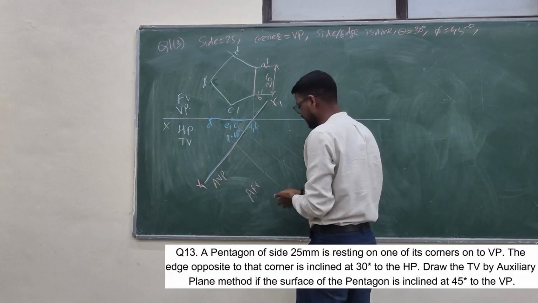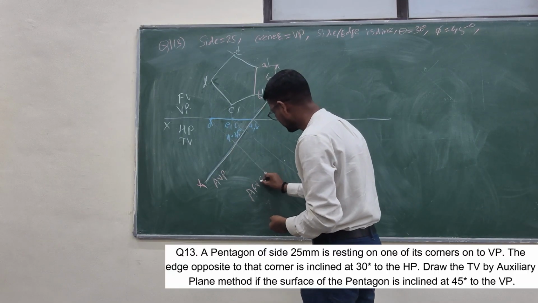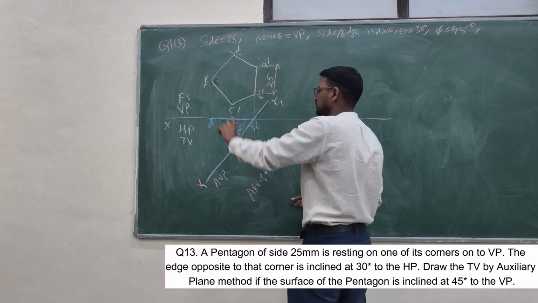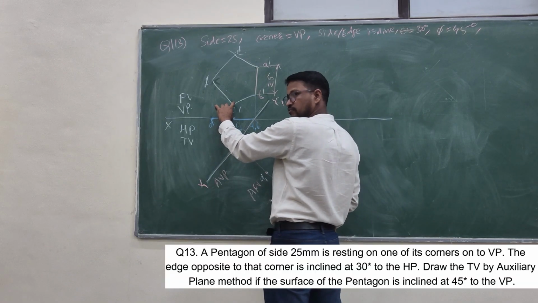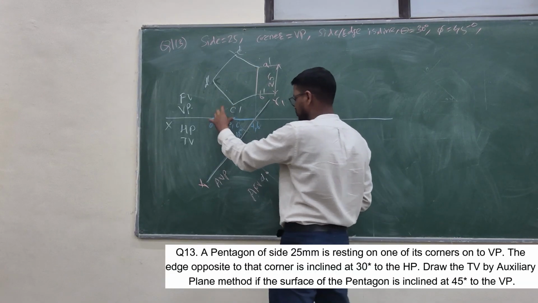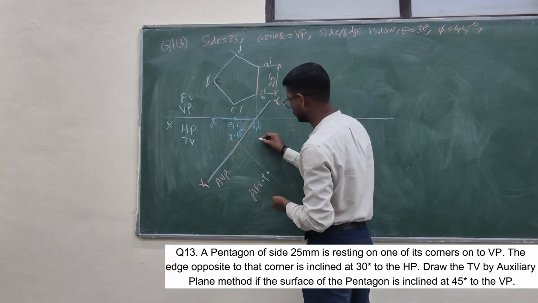Take a distance and make dark. So I got which point? D1 point. Now next, take a distance from the previous reference line to C1 distance, and where is the C point? Here is the C point. Make dark. So this is which point?